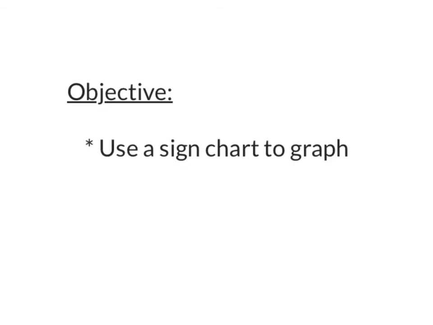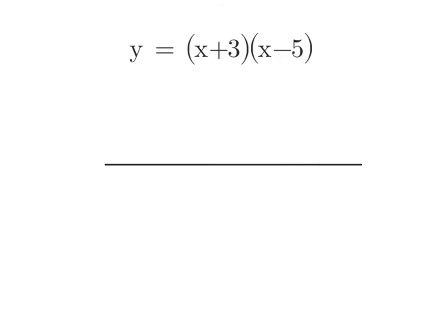All right, so far we've used sign charts to solve some inequalities. Now we want to use sign charts to help us come up with the sketch of a graph of a function. So let's say we have this equation, y equals (x + 3)(x - 5). Now we know a lot about it. It's quadratic. It's going to be a parabola, all of that sort of stuff. But how can we use a sign chart to help us come up with that graph?